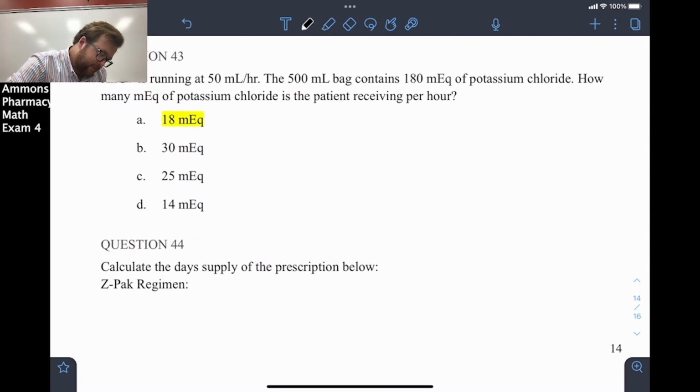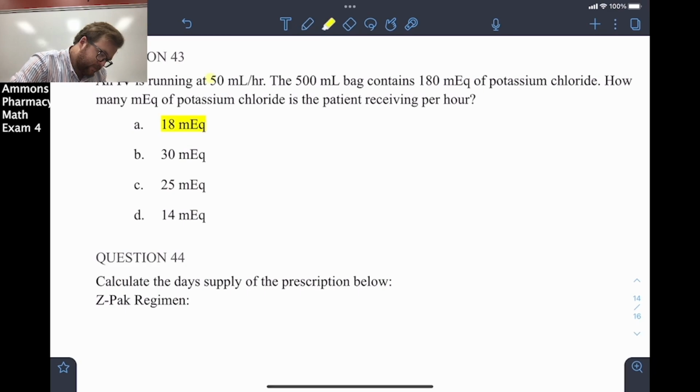Ivy is running 50 mils an hour. 500 mil bag, 180 mil equivalents. How many mil equivalents are they receiving per hour?